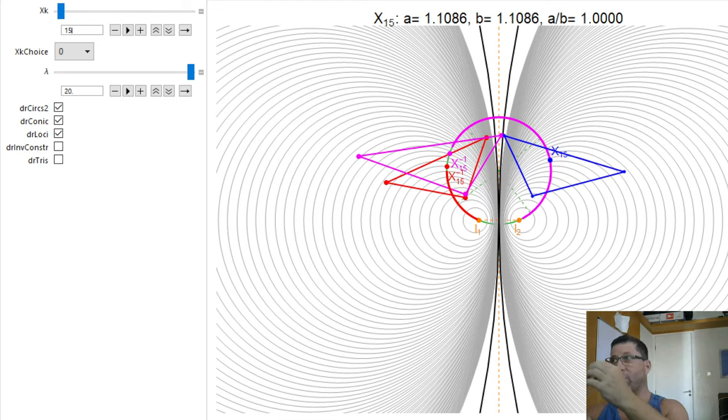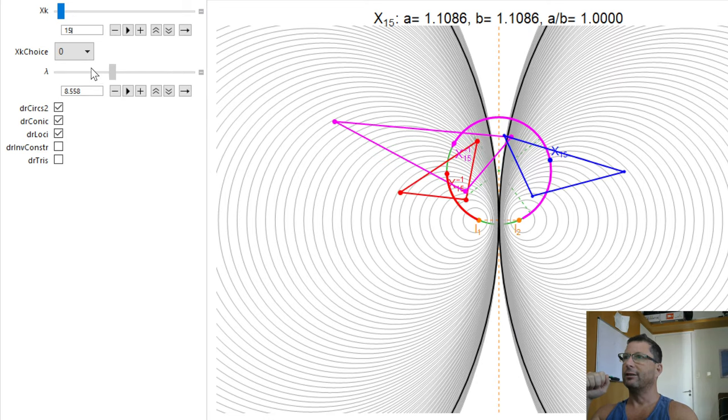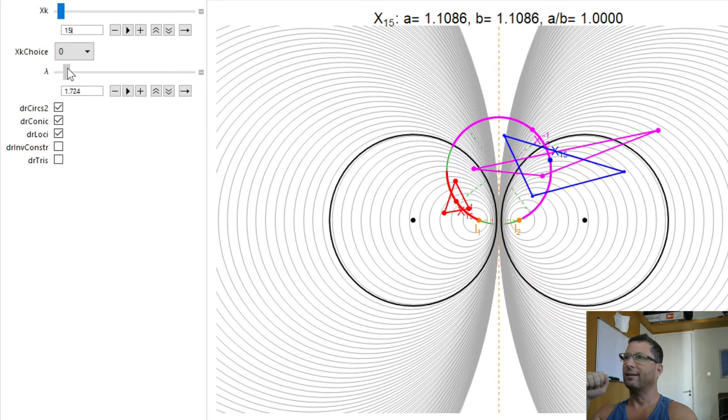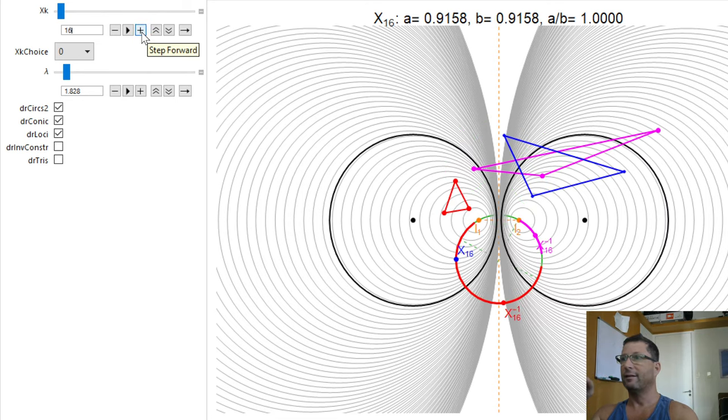So the locus of X15, the first isodynamic point, is a perfect circle, and the circle is centered on our radical axis. So the loci of X15 are two circular arcs, from L2 all the way to the reflection of X15 on this side, and L1 all the way to the reflection of X15 on this side. So that's a circle. And a similar thing happens to X16, another circle covering the bottom.